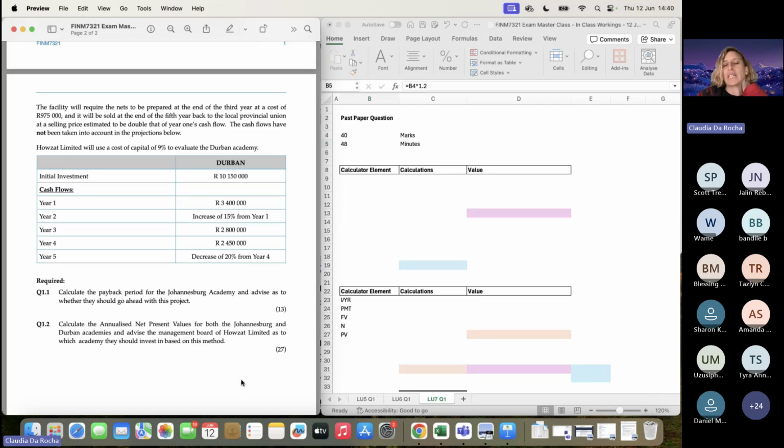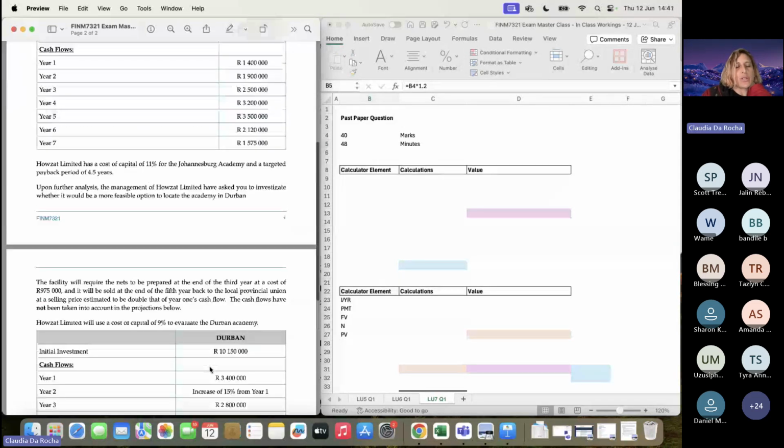So because of time, I'm only going to do Johannesburg for 1.2. My solution will have both, okay? But the principles are the same. So I'm only going to do Johannesburg, and then we'll do payback period for Johannesburg as well. Then you've got a comparative. All right. Okay, so let's read the question.